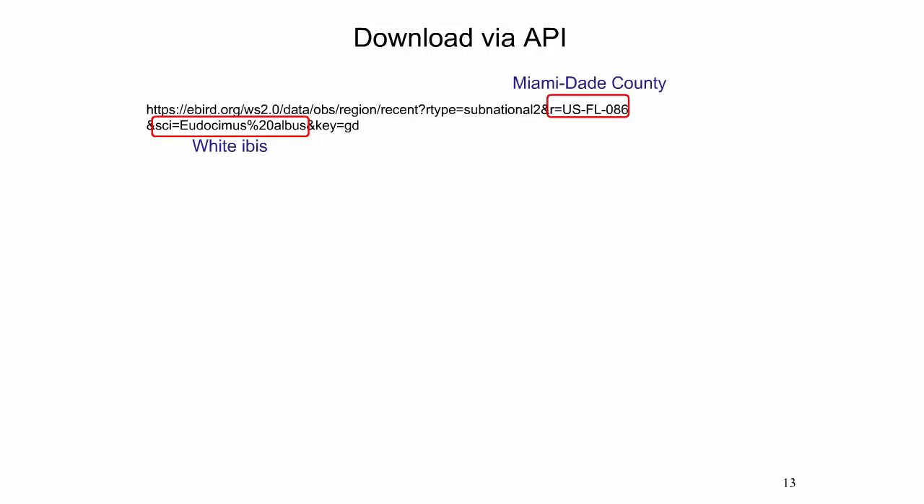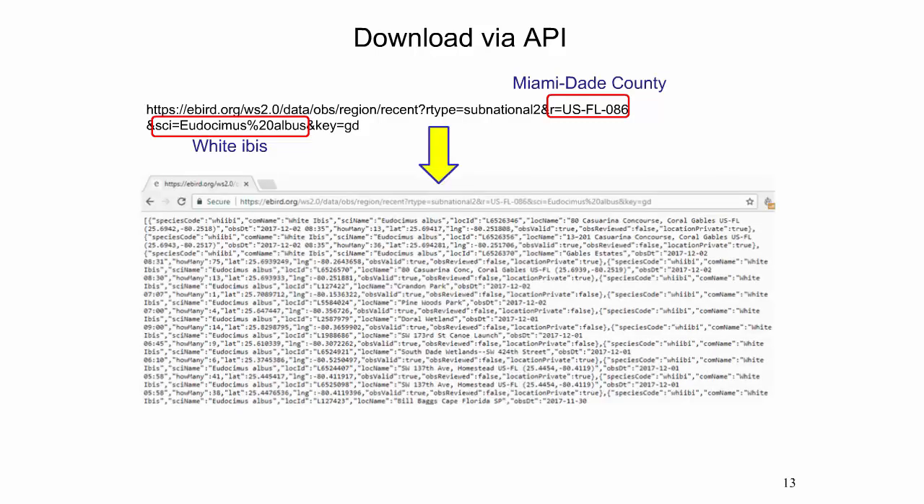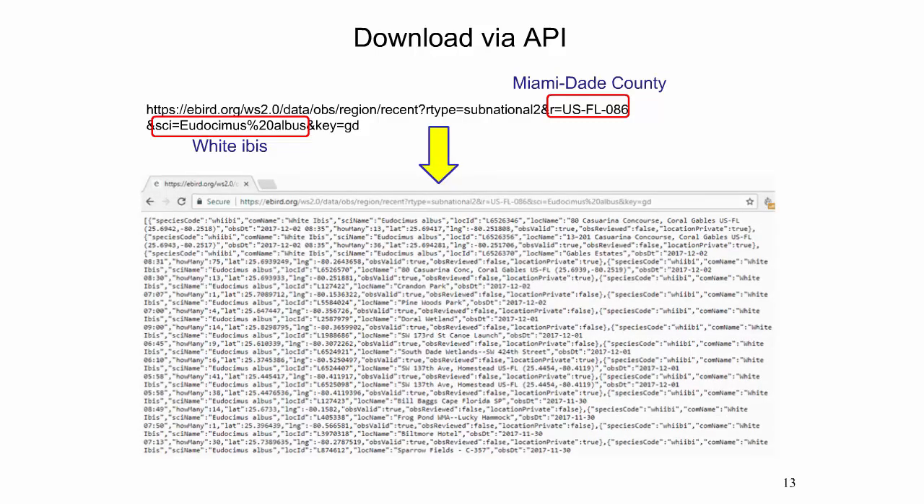This code shows an example of an eBird API request via web browser submission for recent sightings of the white ibis in Miami-Dade County. Results are returned in JSON format. They represent a list of observations. Numerous other API functions are available as described in the API documentation. Additionally, a Python wrapper is available for more convenient access to the eBird API and easier data handling.